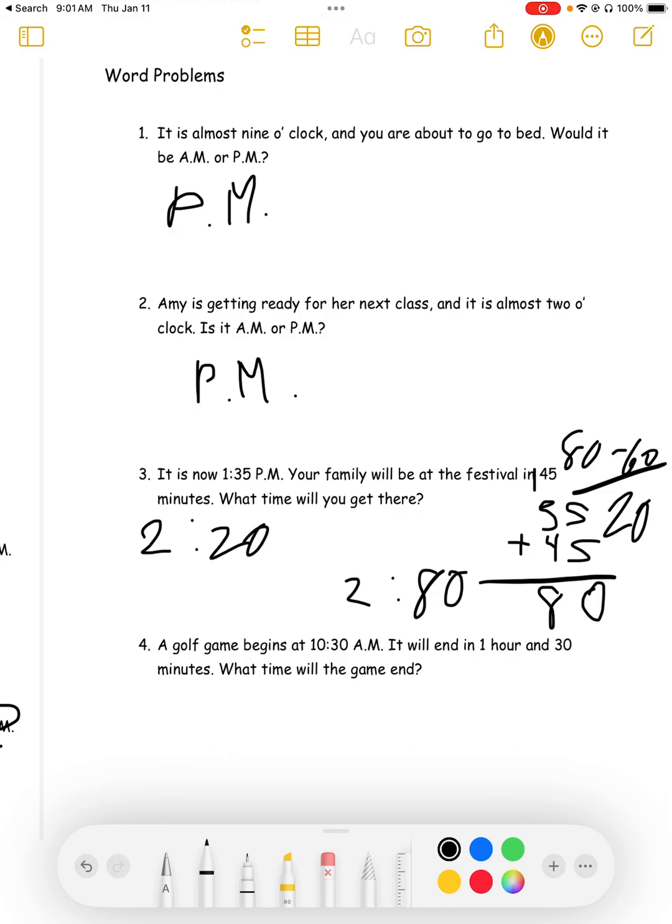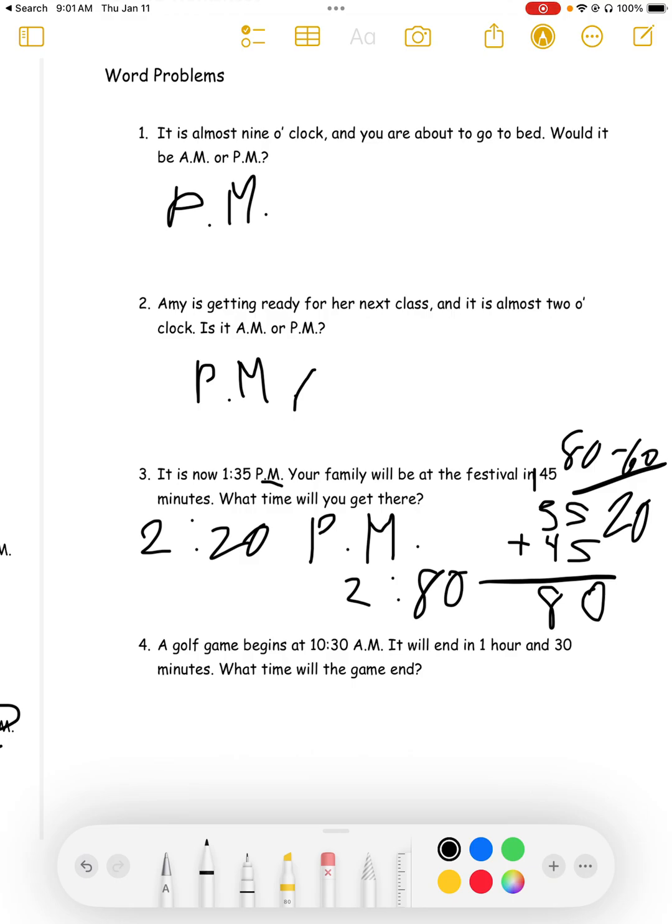And instead of just writing 2:20, we need to write PM, unless the answer changes, like from 12 a.m. to 1 p.m., something like that. And it says PM right here, 1:35 p.m., so we know it's PM again.